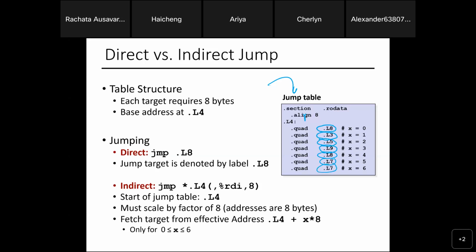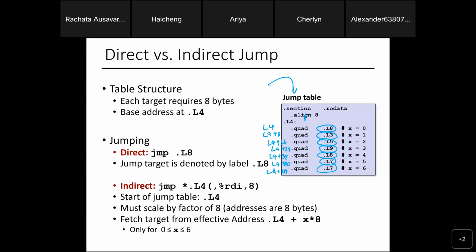Basically it means if X is 0, I go look at L4. If I look at L4, what do I see? This is L4. This is L4 plus 8. This is L4 plus 16. This is L4 plus 24. L4 plus 32. L4 plus 40. And then L4 plus 48. So if I look there, I see .L8.